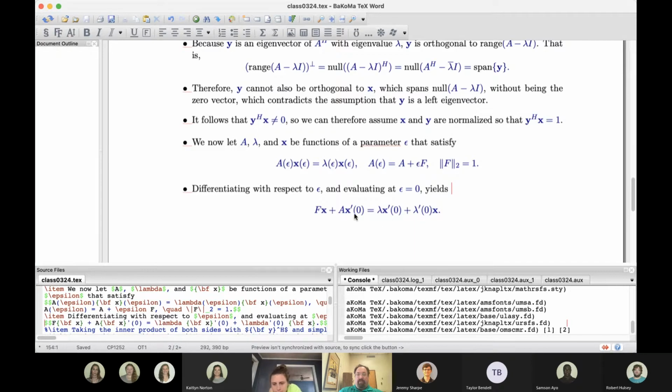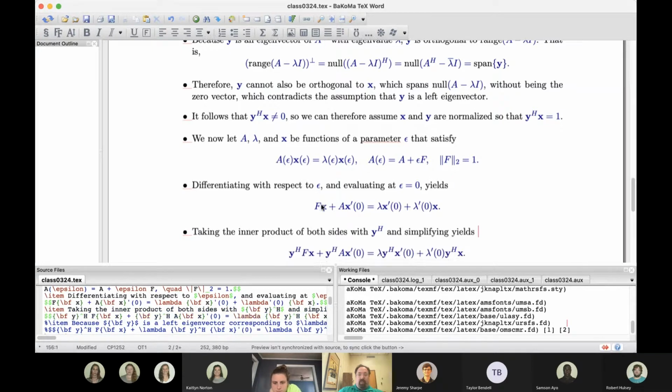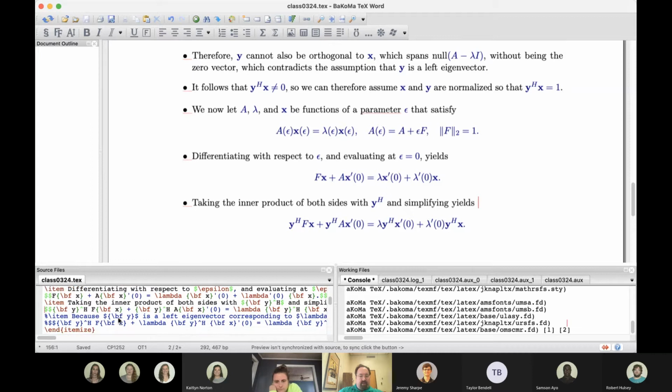So I end up having derivatives of the eigenvalues and the eigenvectors, which is good because that helps you understand their sensitivity. So now I take the inner product of both sides of this equation with y, and then simplify as much as I can. And y Hermitian transpose x, that is 1.